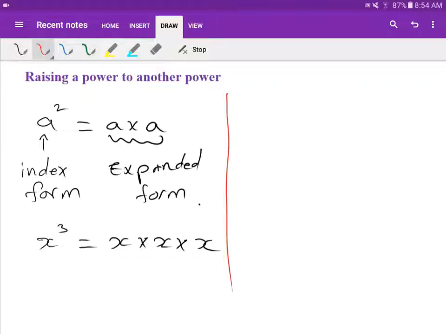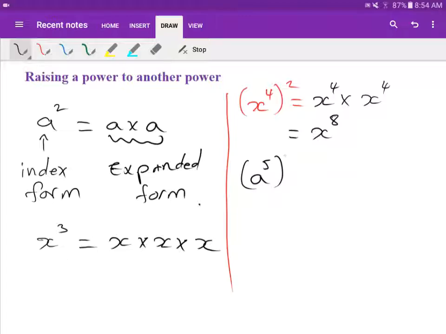Okay, let's say x to the power 4, to the power 2. Now from this theory, x to the power 4 to the power 2 is basically the same as x to the power 4 times x to the power 4. So that becomes x to the 8. That is right.